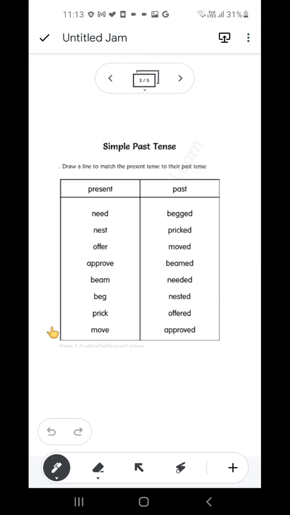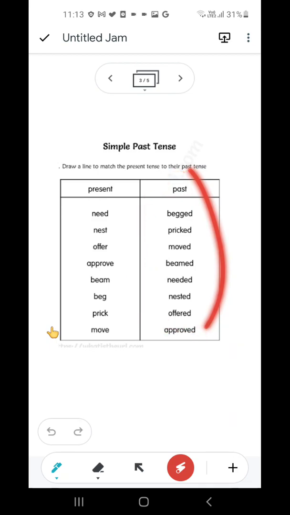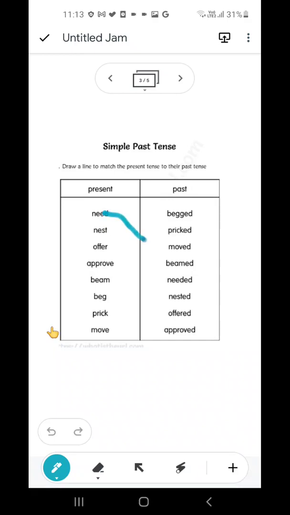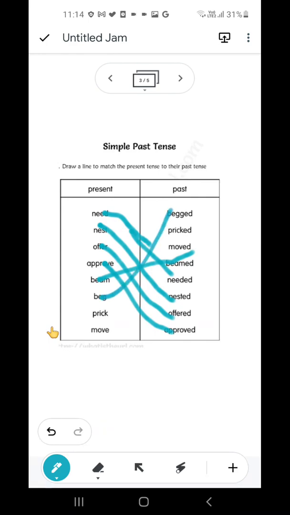See, they are regular verb forms, right? They are present and they are past. What we are going to do is match them. How? Need, needed. Nest, nested. Offer, offered. Approve, approved. Beam, beamed. Beg, begged. Prick, pricked. Move, moved.